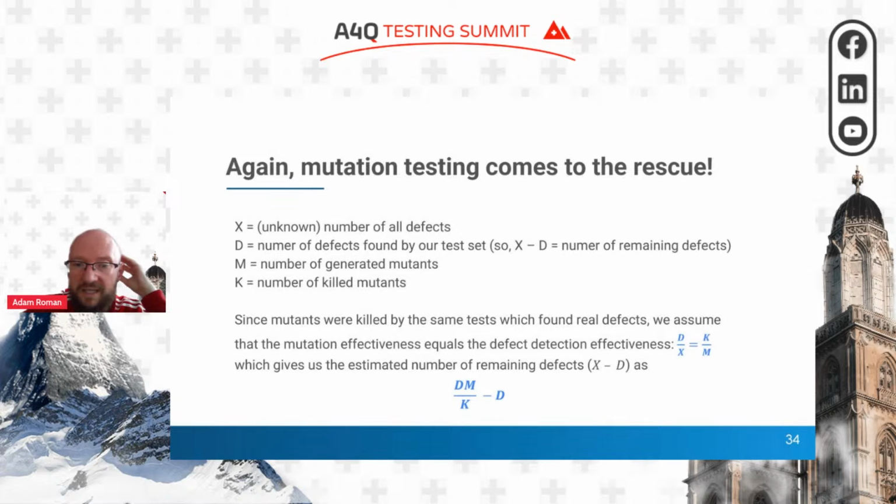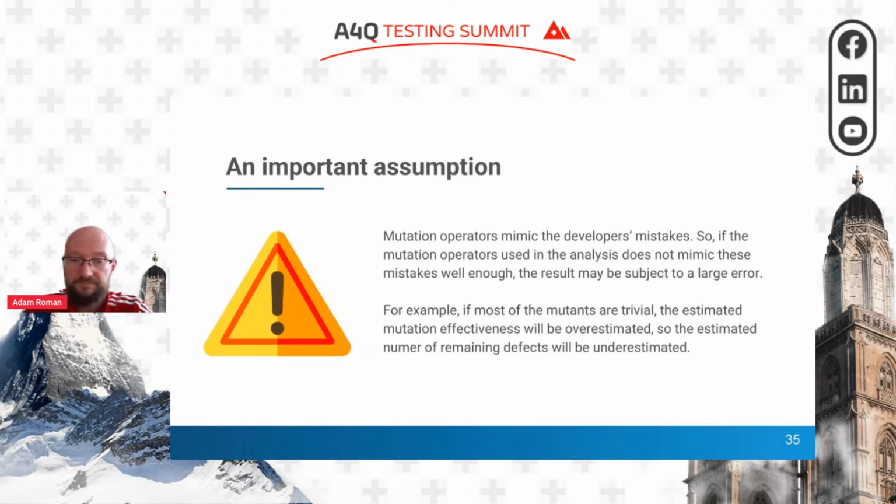We know everything except X, so we can easily calculate X, which is D times M divided by K. If we subtract D, the number of defects found so far, we obtain the estimation of the defects that still remain in the code. Of course, there is an important assumption here because it's a relatively simple model.